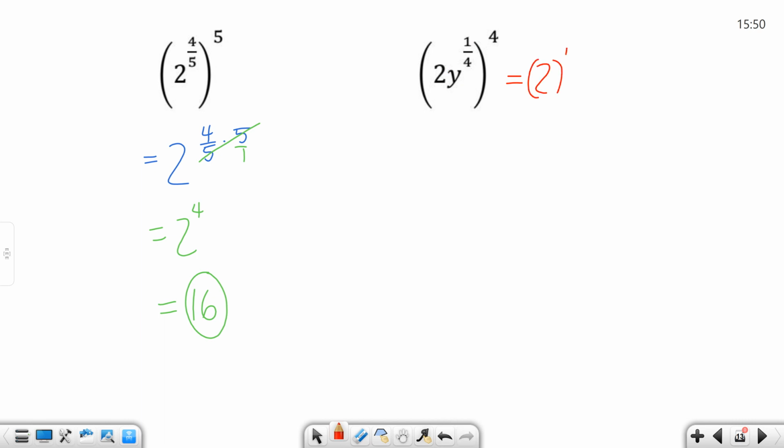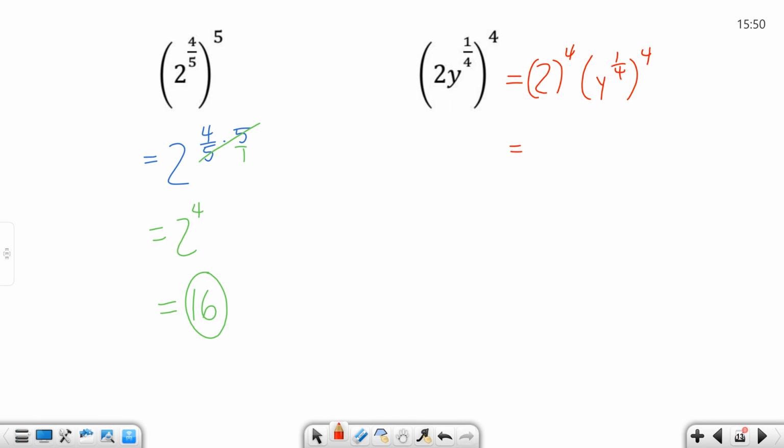We can take the 2 to the 4th power and the y to the 1/4 to the 4th power. Okay? That's how we do powers to powers. All right? That's how we do multiple factors to a power. We take each factor and raise it to that power. But powers to powers, that's what we're going to do here, multiply them, okay?